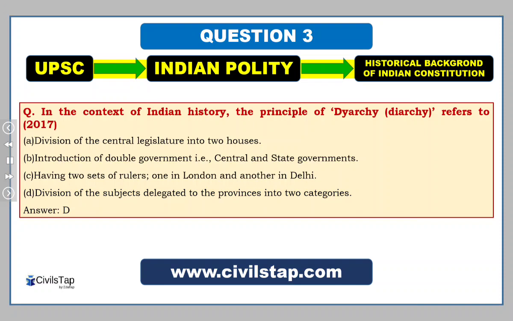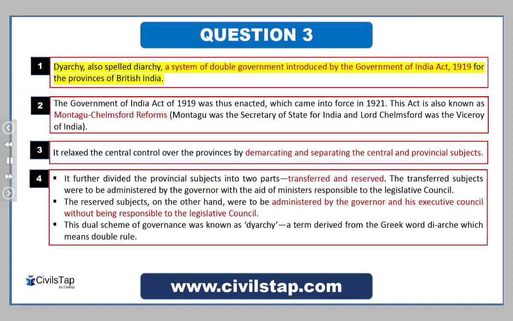Diarchy, a system of double government, was introduced by the Government of India Act, 1919 for the provinces of British India. 1. The Government of India Act of 1919 was enacted and came into force in 1921. This act is also known as the Montagu-Chelmsford Reforms. Montagu was the Secretary of State for India and Lord Chelmsford was the Viceroy of India.